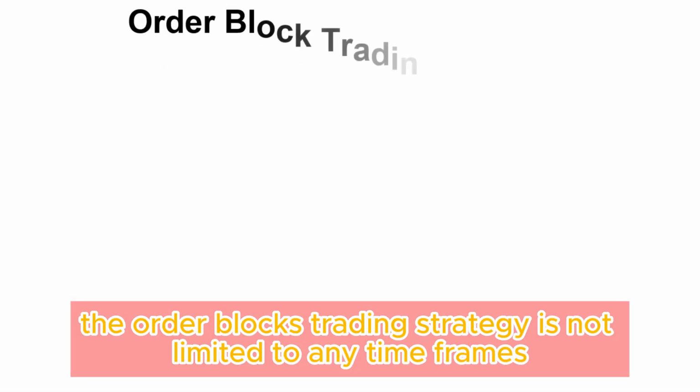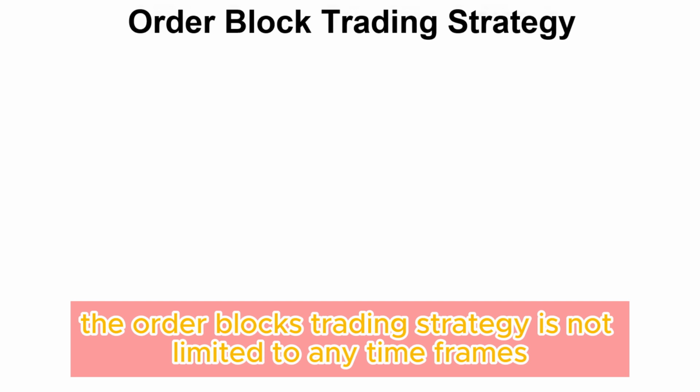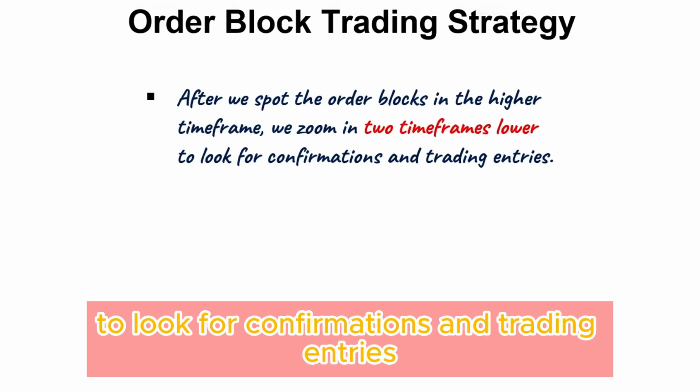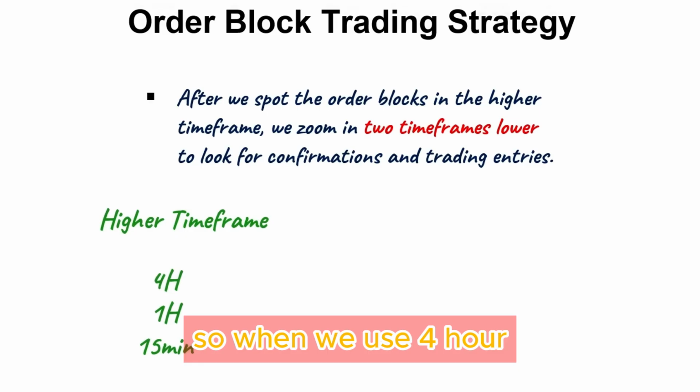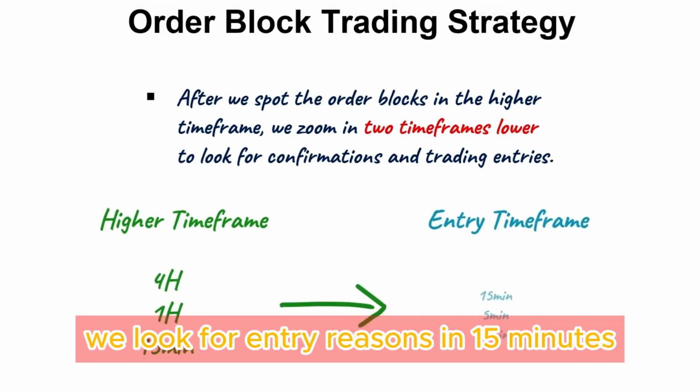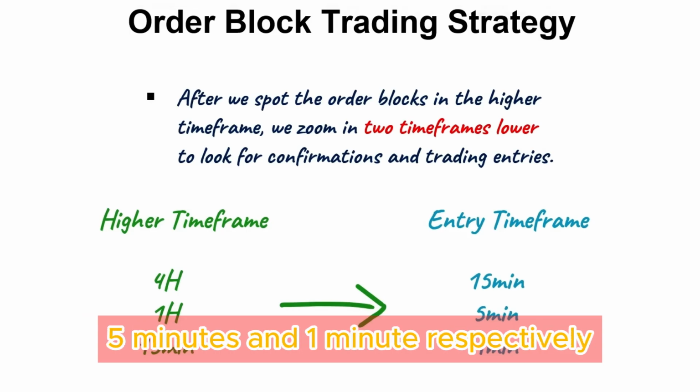The order blocks trading strategy is not limited to any time frames. Still, after we spot the order blocks in the higher time frame, we zoom in two time frames lower to look for confirmations and trading entries. So when we use the 4-hour, 1-hour, and 15-minute charts as our higher time frame, we look for entry reasons in 15 minutes, 5 minutes, and 1 minute, respectively.